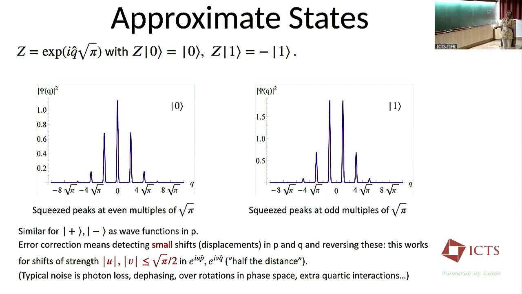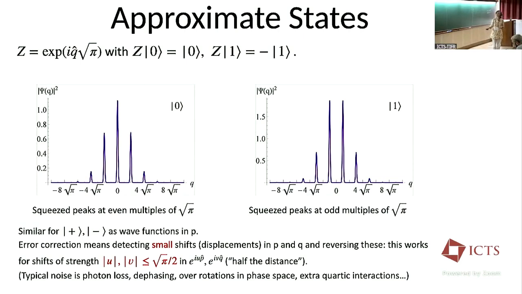And the idea is that if your shift is small enough, so if the shift strength is less than the square root of pi over 2, which is, in order to go from the 0 state to the 1 state, you have to shift by square root of pi, right? So a shift of less than square root of pi over 2 is less than half of that, right? So the idea is that you know where you came from. So it's less than half the distance. Now, that's the theory about if you have shifts that are displacements, translations in phase space. But of course, the really typical experimental noise is often dominated by photon loss.